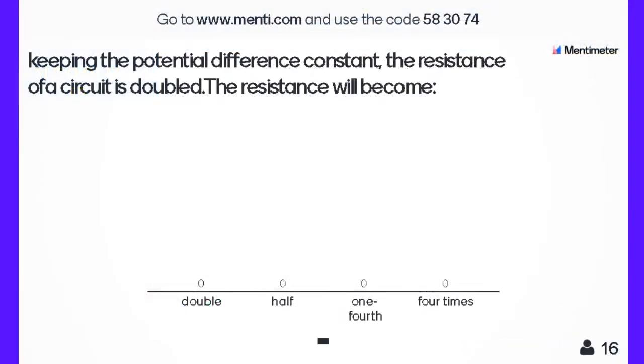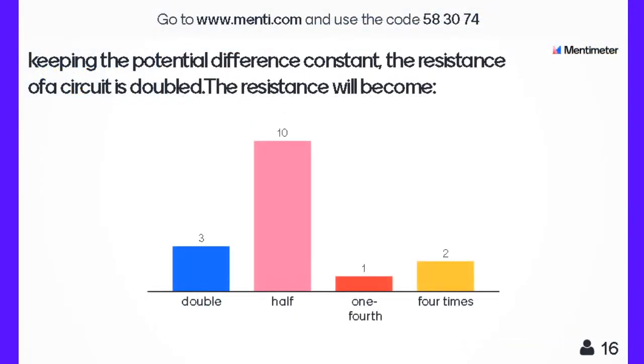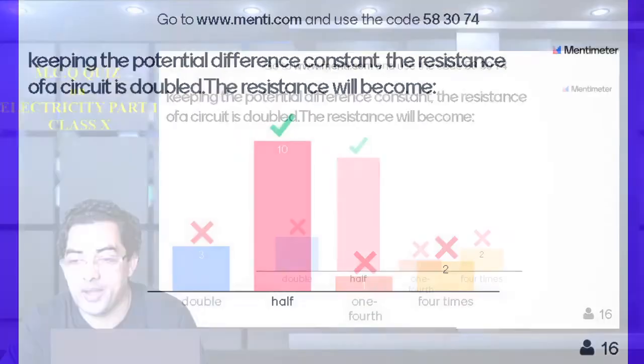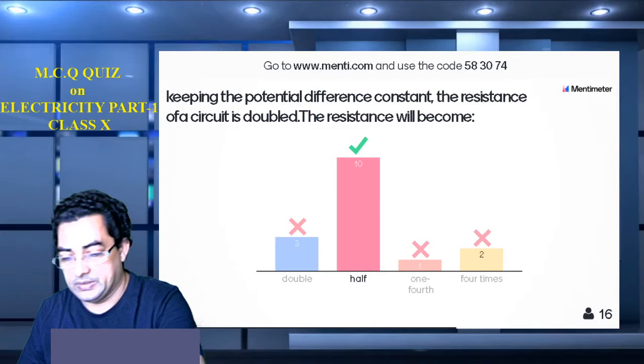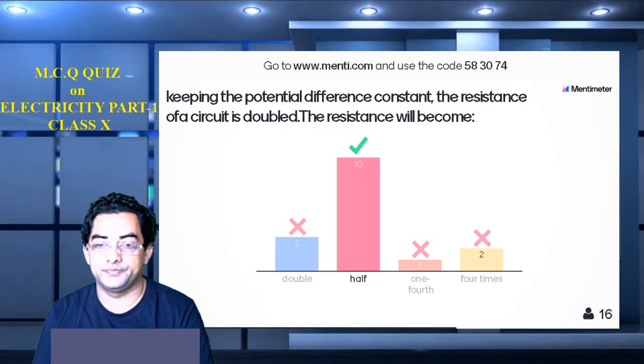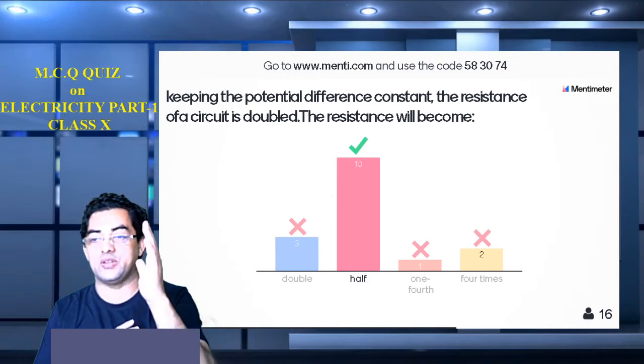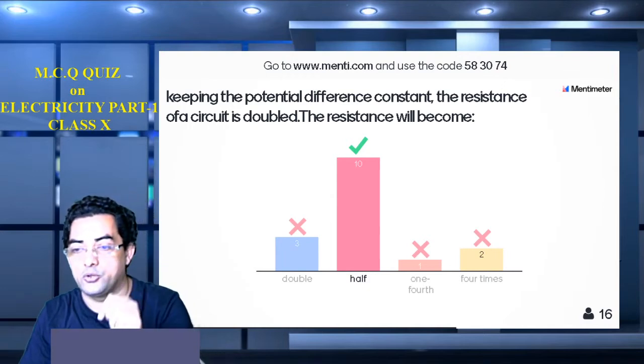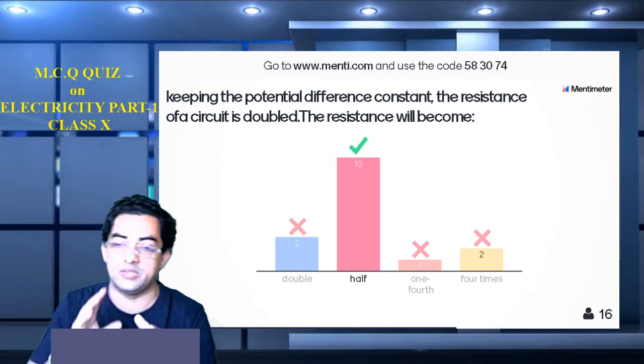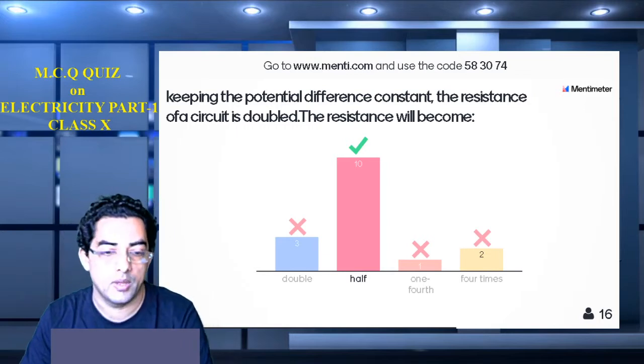Okay, let's see the scores. The scores are 10 of you got it right, and 6 of you got it wrong. 16 answered, 6 got it wrong. It is half, right? We all know if the resistance is doubled, the resistance increases, the current is going to decrease, right? Because resistance and current are inversely proportional.